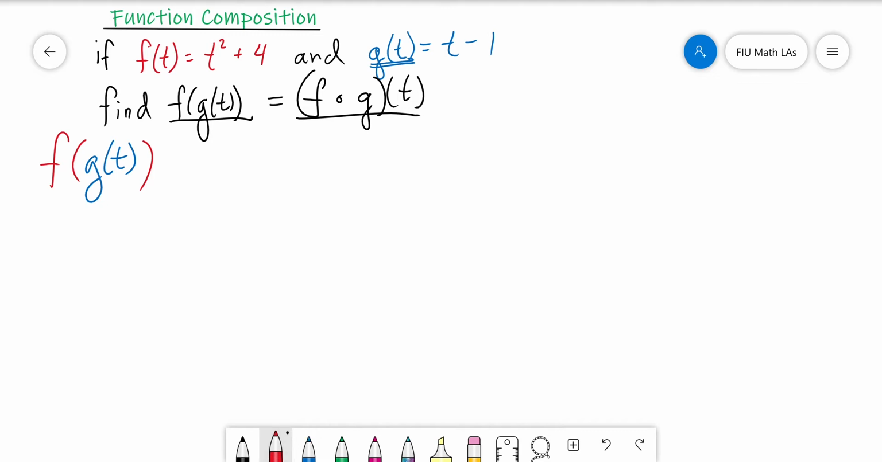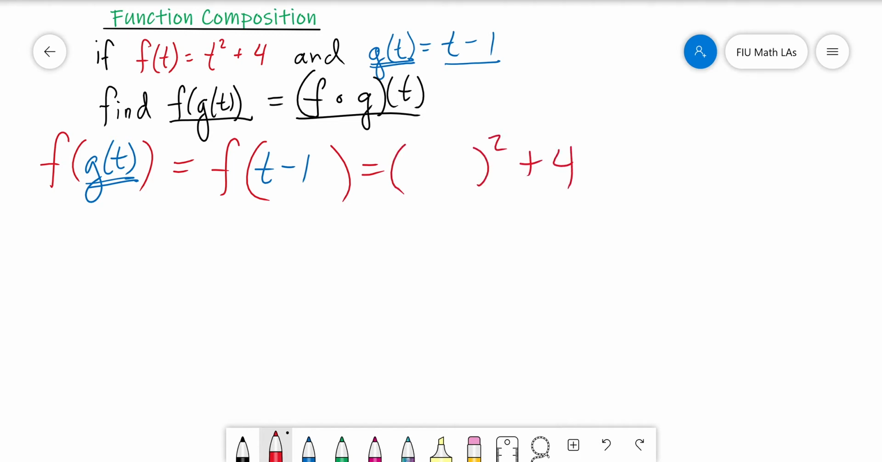And we can look up top here, and we can see that g of t, although it is the input here, is actually equal to t minus 1. So instead of saying f of g of t, I can say f of t minus 1. So now I can evaluate my outer function at g of t. My input to f is g of t, and g of t is equal to t minus 1. So t minus 1 is the input here.